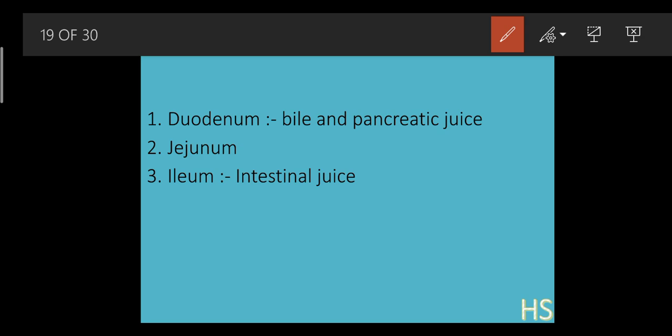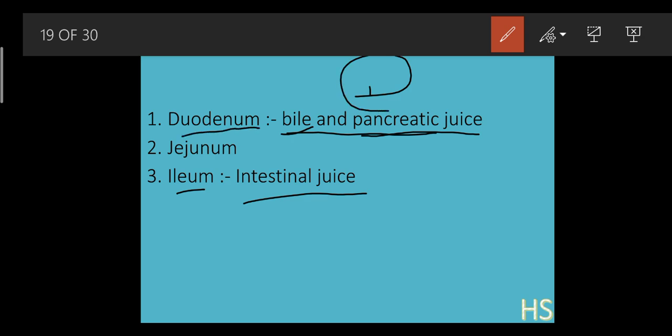Inside the ileum, we are going to learn about the different types of juices also. There are two different types of juice. One is bile juice, and the second is pancreatic juice. The bile and the pancreatic juice are secreted from the duodenum, and there is one more juice called the intestinal juice, which is secreted in the ileum. The first juices, bile and pancreatic, are given from the duodenum, and the second juice, the intestinal juice, is given from the ileum part.